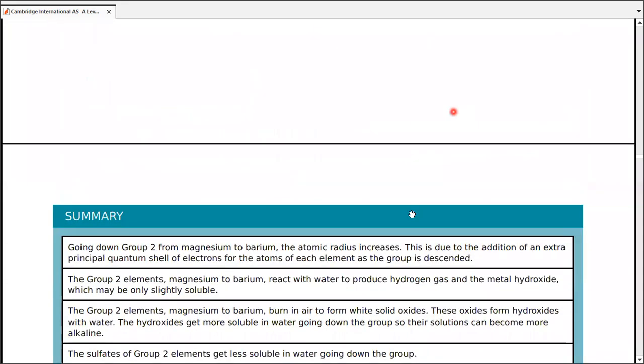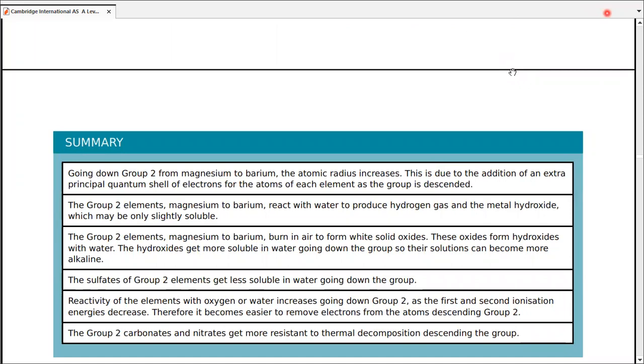So that actually finishes the chapter. Any questions?